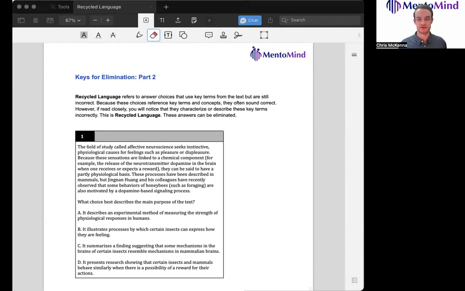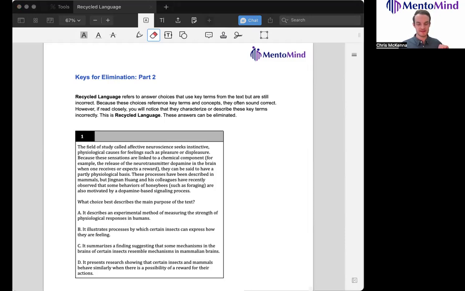So I'm going to jump straight to answer choice D. And that's because choice D is a great example of recycled language. Choice D reads, it presents research showing that certain insects and mammals behave similarly when there is a possibility of reward for their actions. So this is a purpose question. We're being asked to identify the main purpose of the text. We need to choose if D is an accurate characterization of the text.